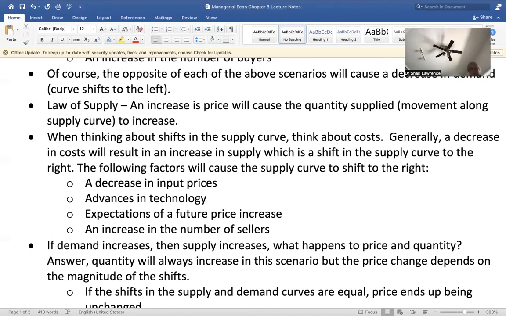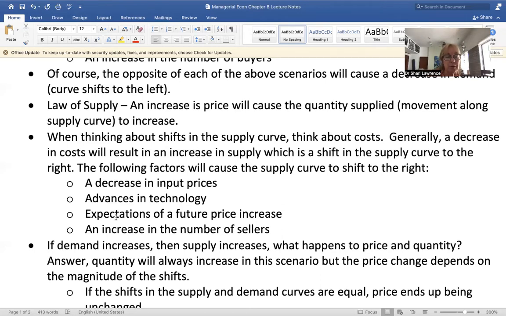All right, so just to recap, again, think about it: anything that decreases supplier costs will probably result in an increase in supply. Here are some things that will cause an increase in supply, which causes the curve to shift to the right: a decrease in input prices, technological advances, expectations of a future price increase, people are going to produce more of that, and an increase in the number of sellers.